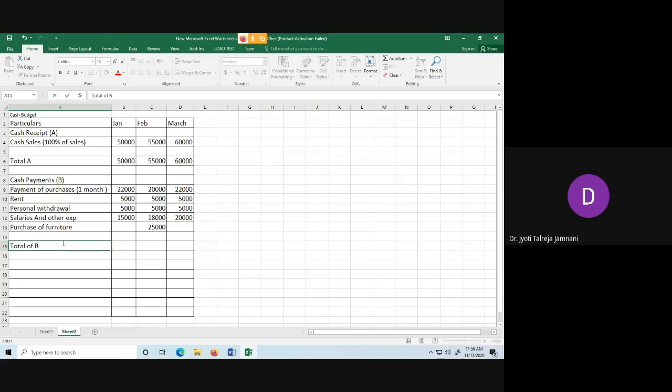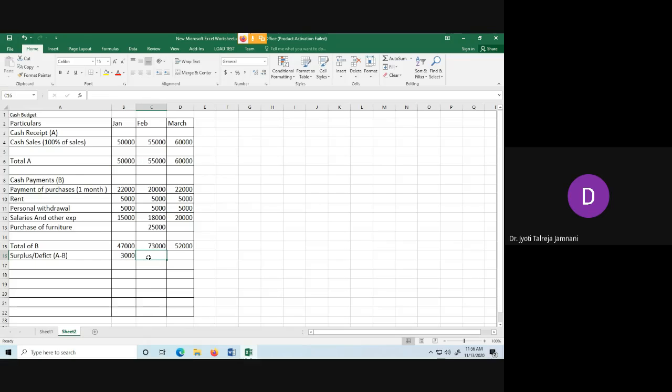Then we write the total of B, which is payments. So it will be all these values. We add it up. So we get the total of B, which is payments. Now we'll find the surplus or deficit, which is A minus B. So we need to minus 50,000 receipt minus 47,000 payment.